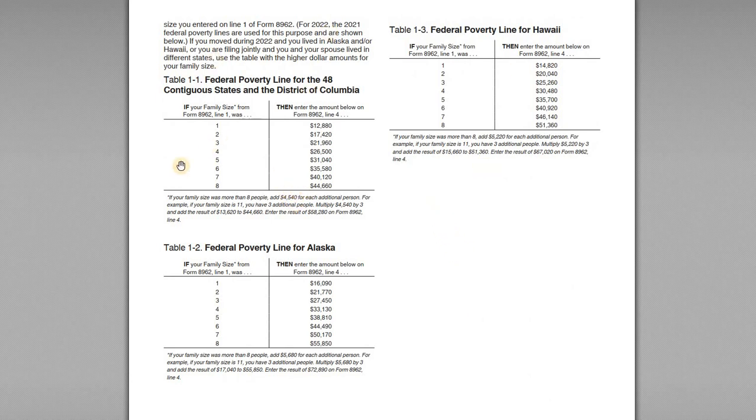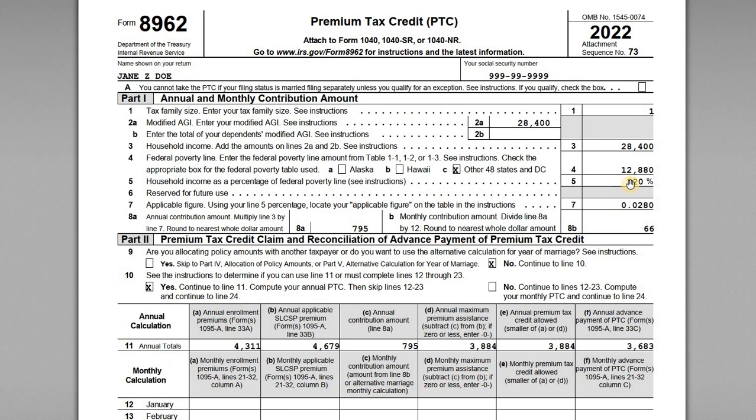Here are the federal poverty tables. We have one for the 48 contiguous states and D.C., one for the federal poverty line of Alaska, and then one for Hawaii. We're working with table 1-1 for the 48 states and D.C. Our family size here is 1, which means that the amount we enter on line 4 is going to be $12,880. So when we go back to the form, we can see that we've entered here $12,880.